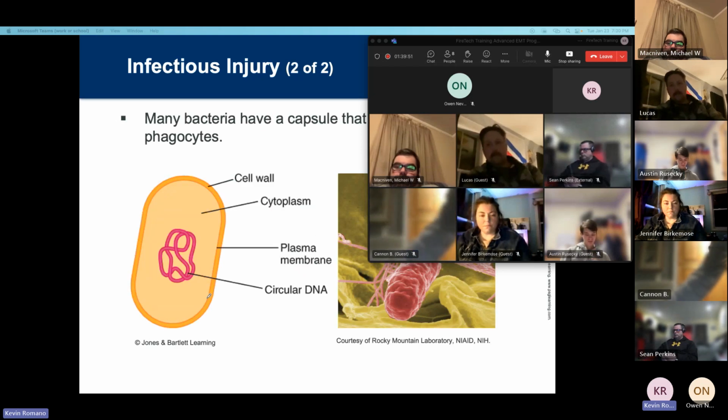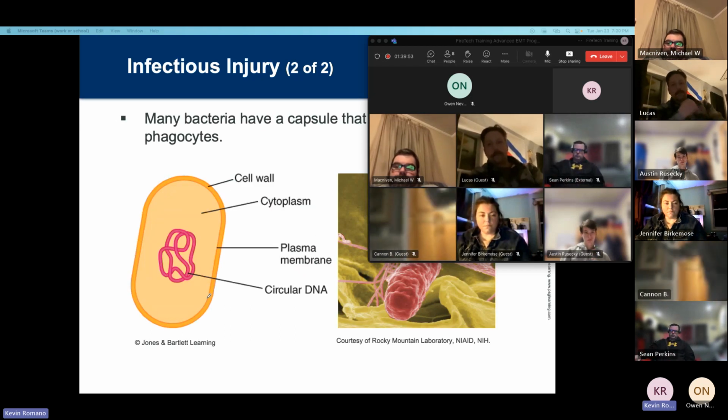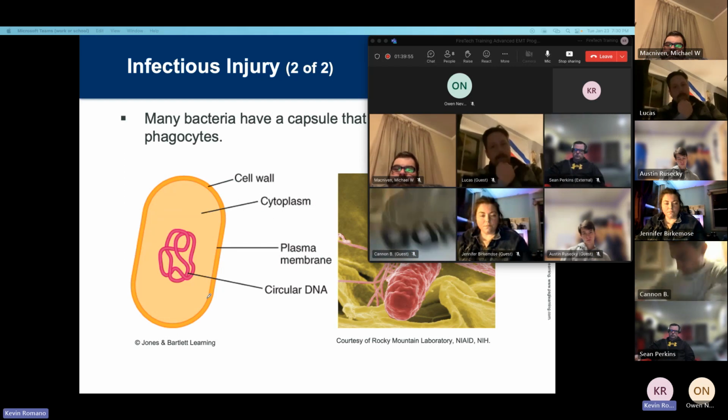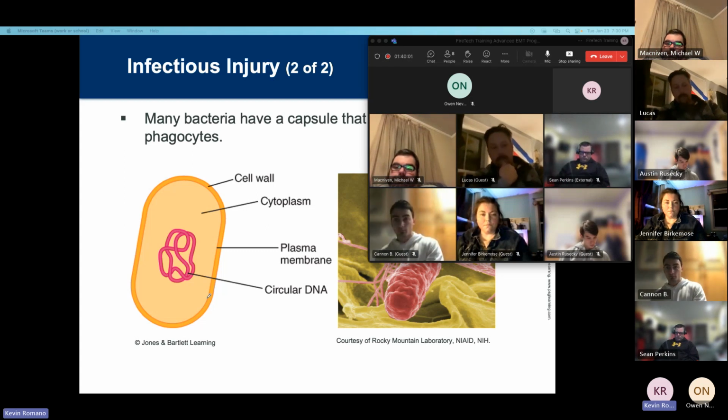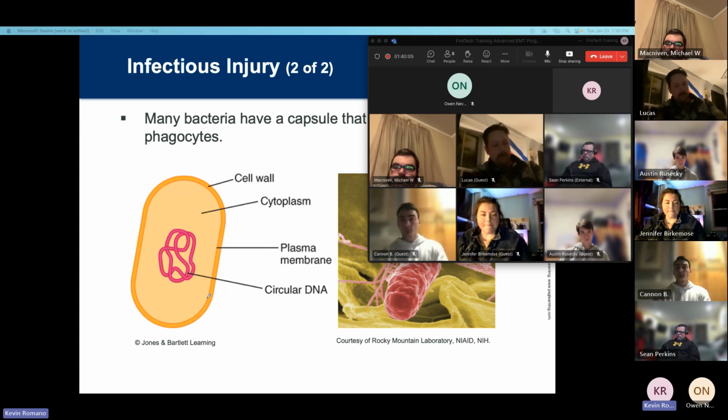So on this slide, many bacteria have a capsule that protects them from ingestion and destruction by a phagocyte. The presence of bacteria in the blood is called bacteremia. We're going to see bacteremia with patients that are septic. Okay. All right.